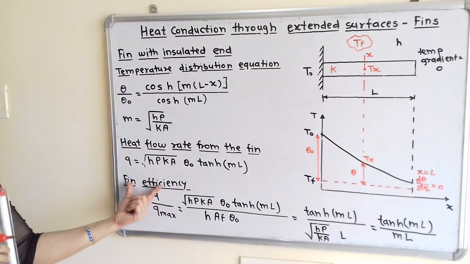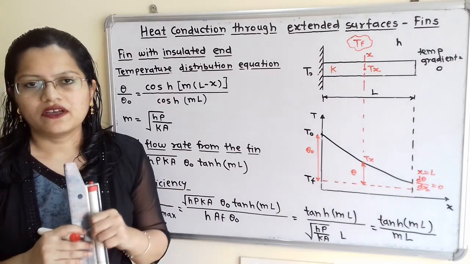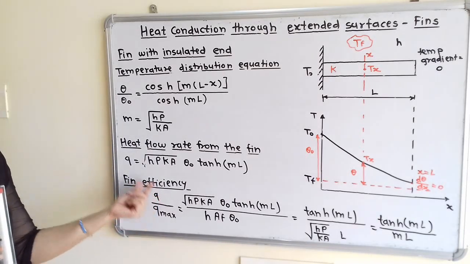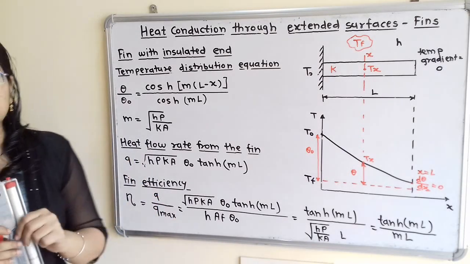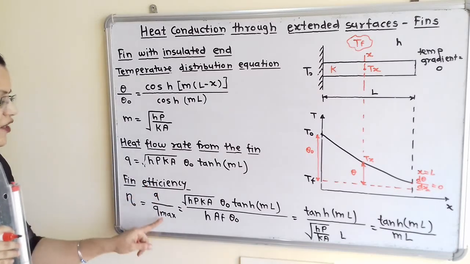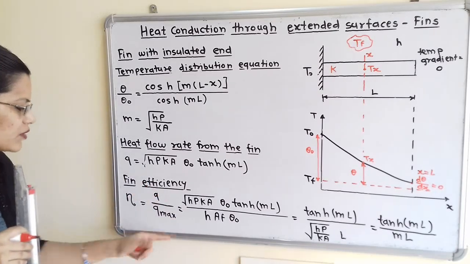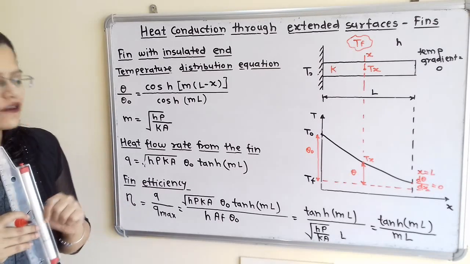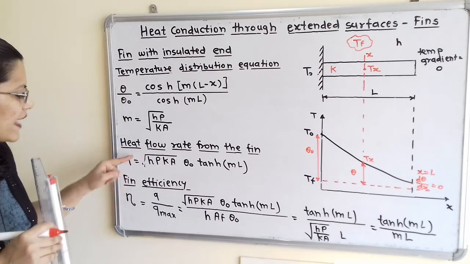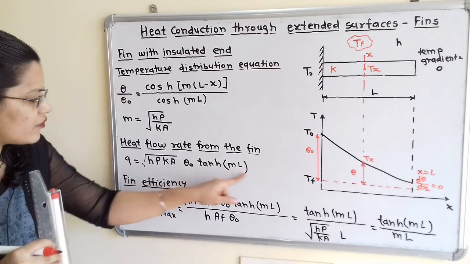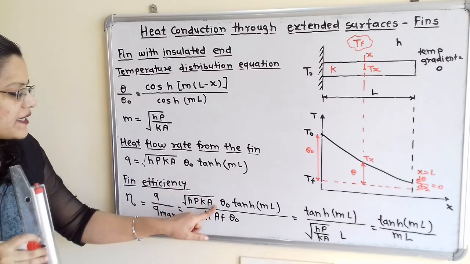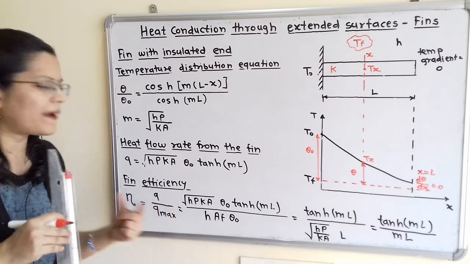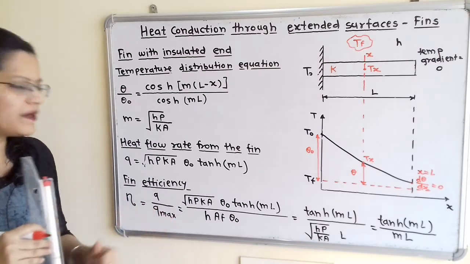Then we will move to the fin efficiency. What is the meaning of fin efficiency? It is the actual heat flow divided by the maximum heat flow, that is Q by Q max. So this is the formula, and with the help of this we can calculate the efficiency. How to calculate the actual heat flow? The actual heat flow is the formula for Q, under root of hPkA theta O tanh(mL). And how to calculate this Q max, the maximum heat flow?